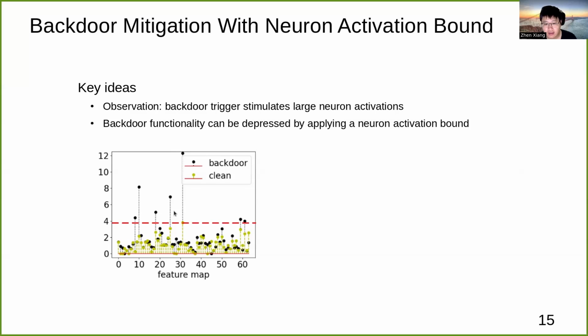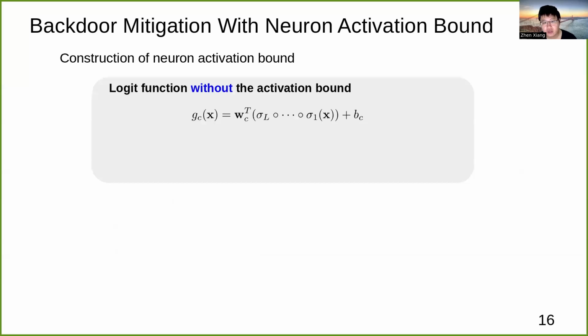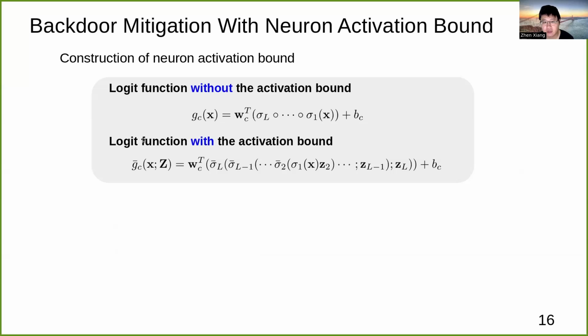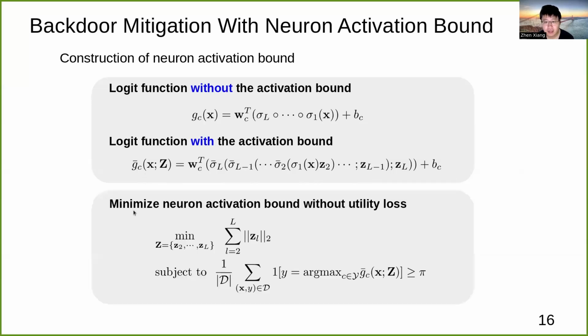And you can note that by applying this upper bound, we will not need to change any of the model parameters. So how do we achieve this? Here we denote the logit function without the activation bound as g_c(x). And now, if there is an activation bound denoted by z, we will have the logit function denoted as the following, with a bar on the g_c. And our neural activation bound is optimized by solving the following optimization problem.